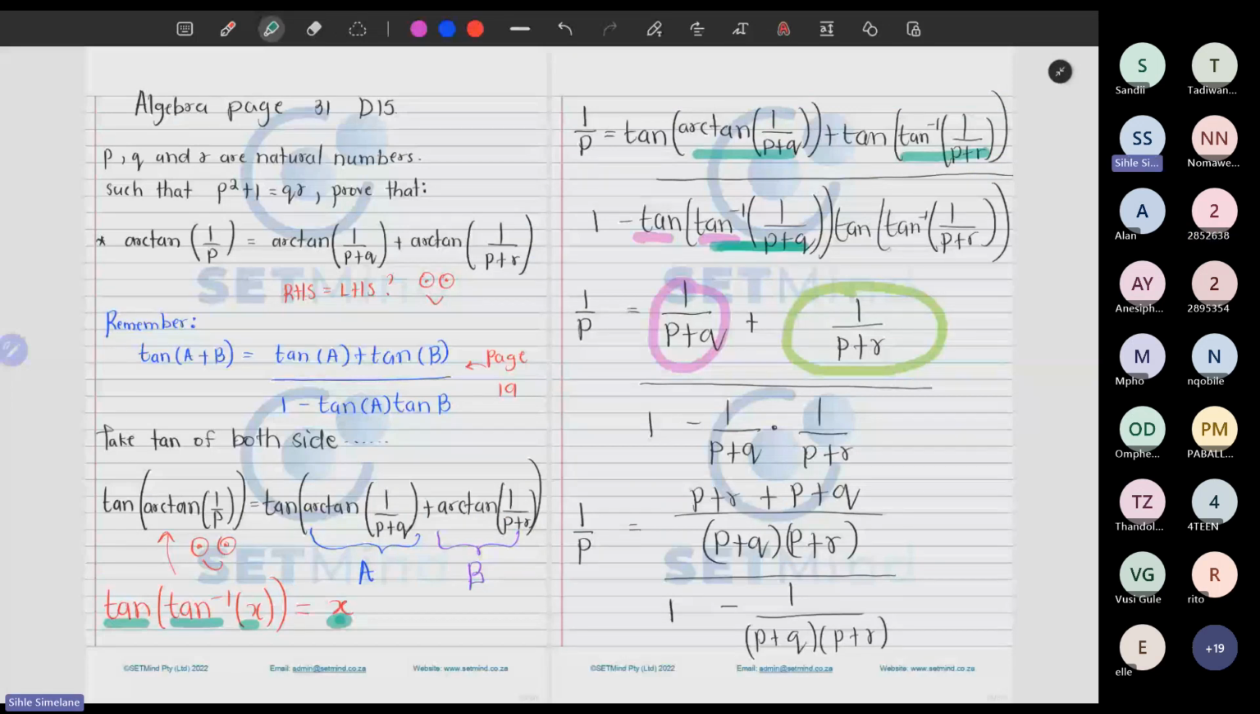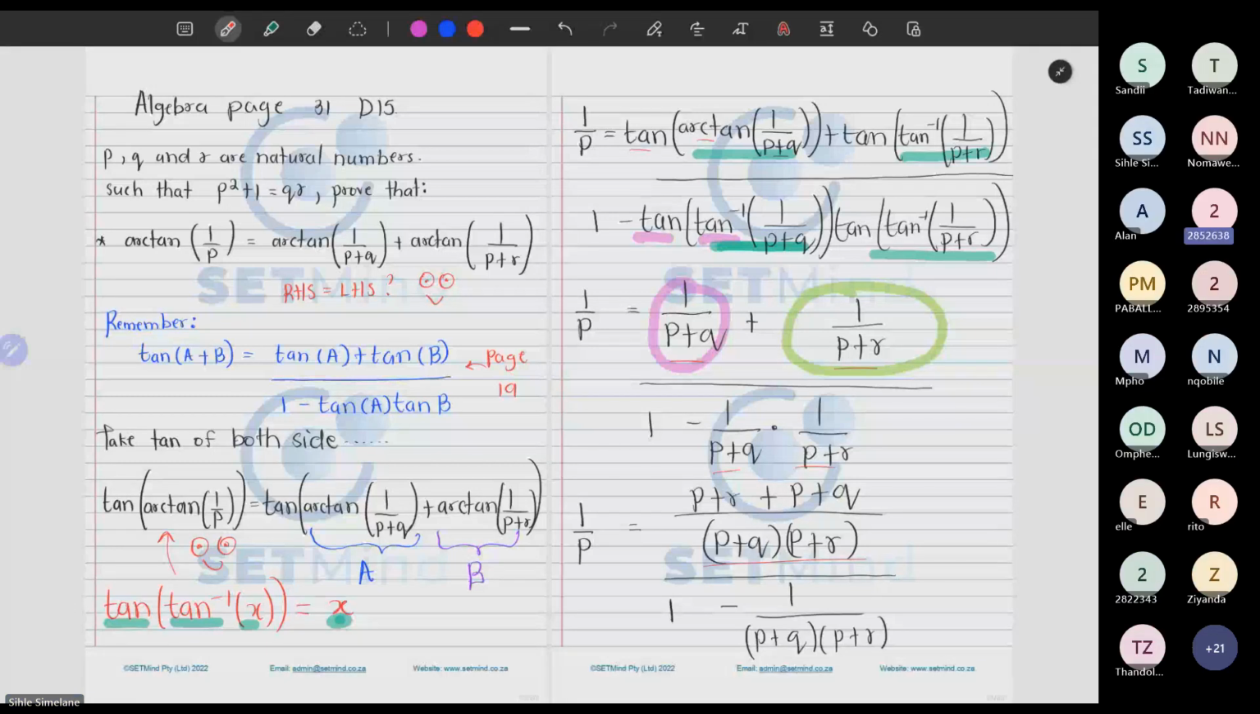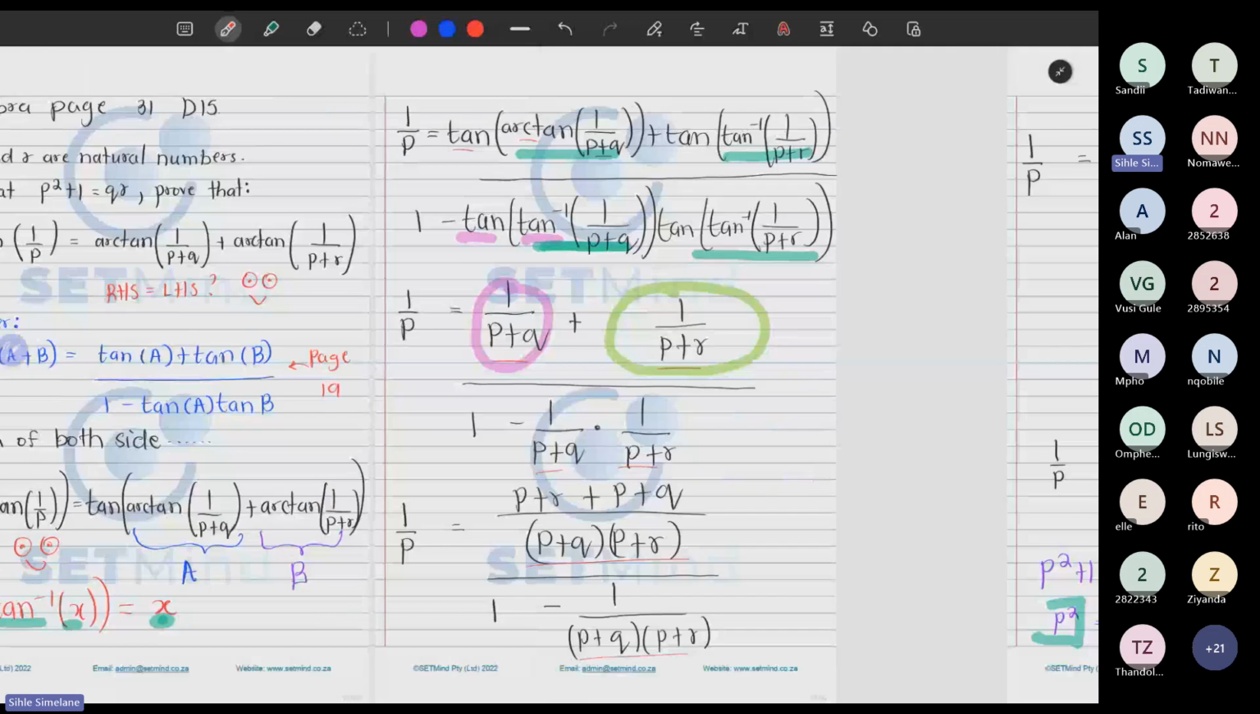Okay. And then you remember that tan of something becomes whatever the thing is. So tan of 1 over P plus Q will become 1 over P plus Q. Same goes here, here, and here. And then I just made a common denominator by adding those and multiplying them in the denominator. On the numerator, I'm going to multiply them also. Do you understand? Yes, yes, thank you. Okay. Then from here, it is just normalizing this to get to the final answer in manipulation.